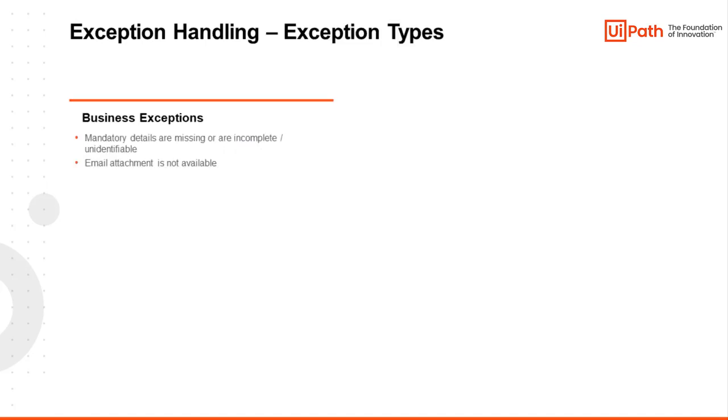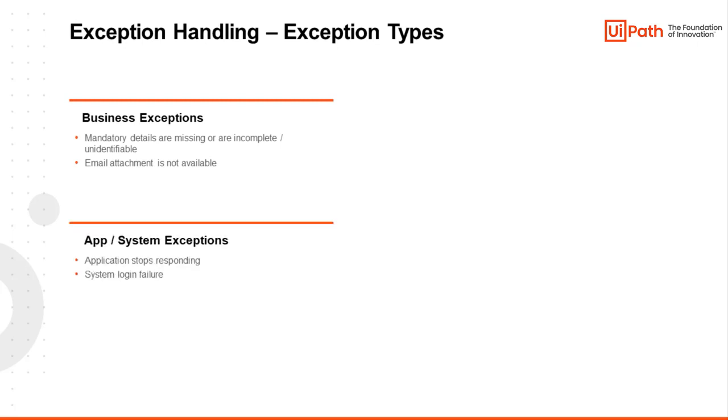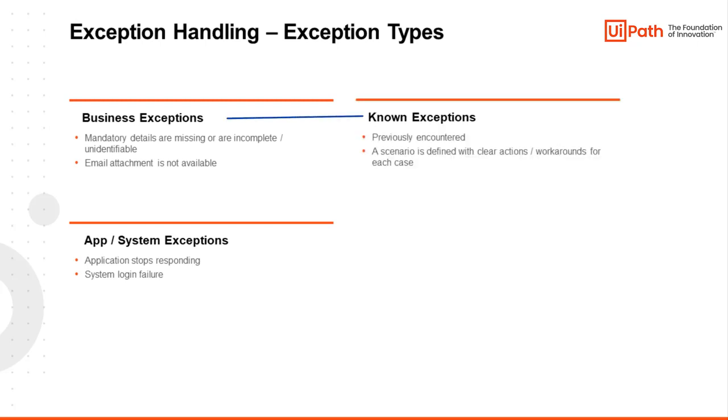Business exceptions are caused by the business logic implemented in the robot. For instance, mandatory information might be incomplete, missing, or unidentifiable in a form or document, or email attachments that act as process inputs might be unavailable. In both cases, an exception is thrown. Application or system exceptions occur when the applications used in the process are faulty. For example, when they stop responding or the robot fails to log into a system. Exceptions must be handled appropriately. For example, by sending an email to a human operator or by other means that are in accordance with the business rules or situation. The exceptions encountered can be known and unknown.